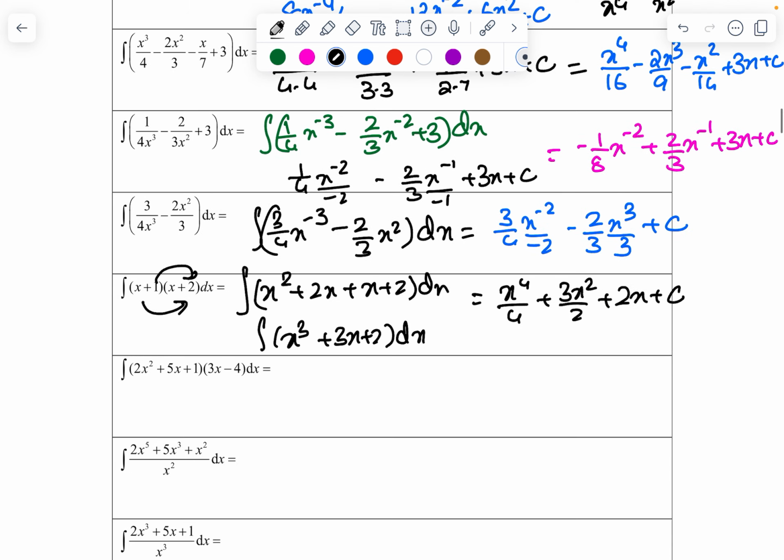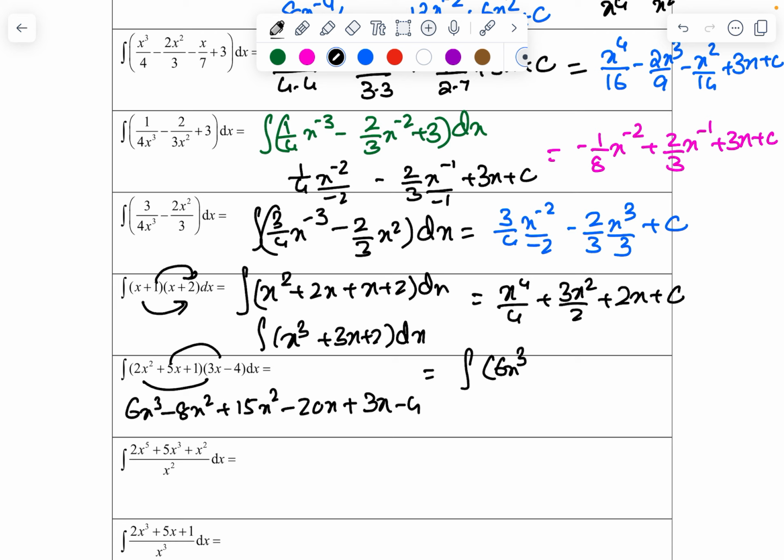Now 2x squared times this one is 6x cubed minus 8x squared. 5x times this one is 15x squared minus 20x, and 1 times this one is 3x minus 4. So my entire integral will become 6x cubed plus 7x squared minus 17x minus 4 dx. So the answer for that one will be 6x to the power of 4 upon 4 plus 7x cubed by 3 minus 17x squared by 2 minus 4x plus c.